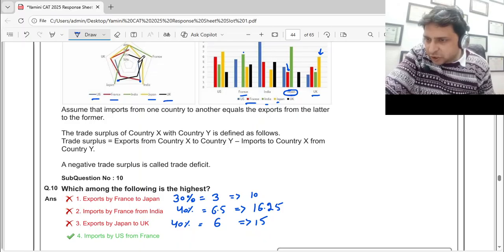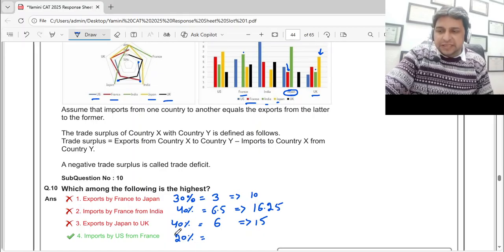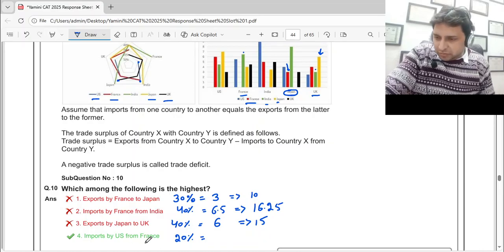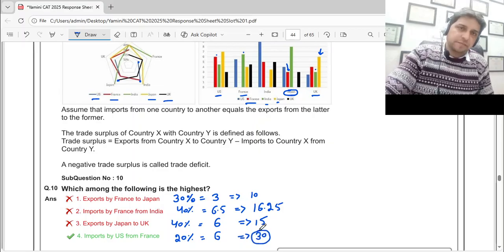So that is here 20%. So this is 20%. And that is equal to what? Now imports by US from France. US is here, France is giving how much? 6. So if 20% is 6, this comes out to be 6 into 5, 30. Now this is the highest which we get.